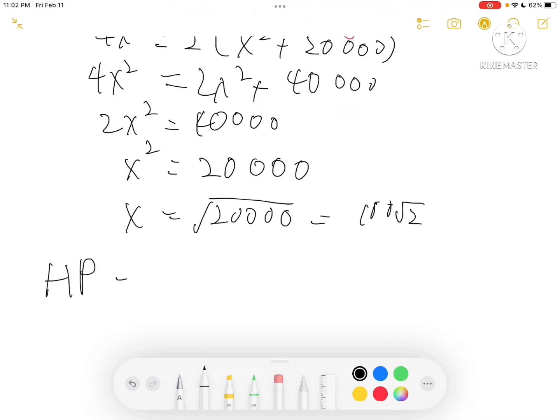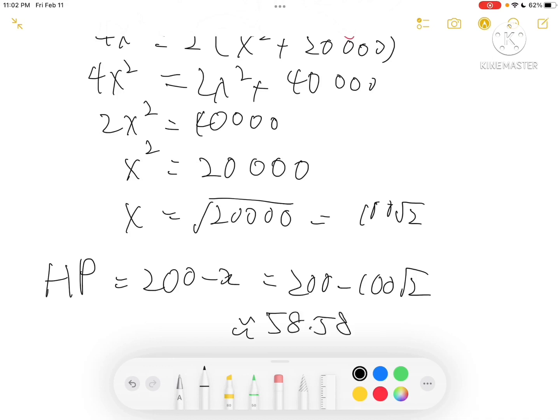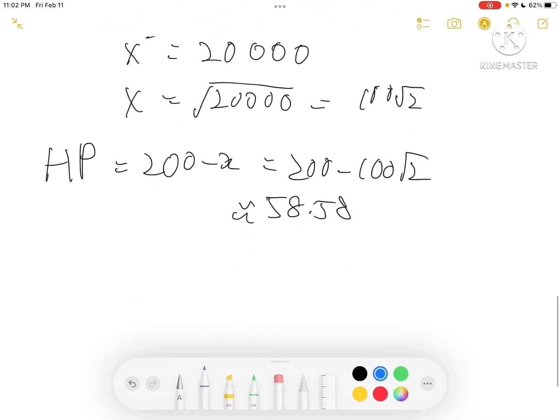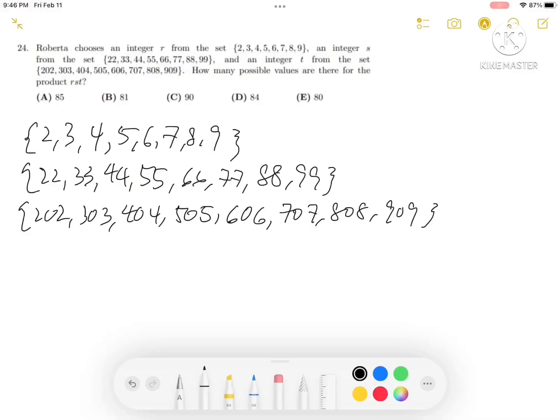So because the question is asking for HP, HP is equal to 200 minus x, which is equal to 200 minus 100 square root 2, which is around 58.58. So the closest integer of 58.58 is actually 59. So the answer is 59. Now moving on to question 3.